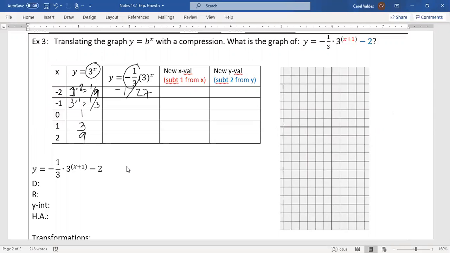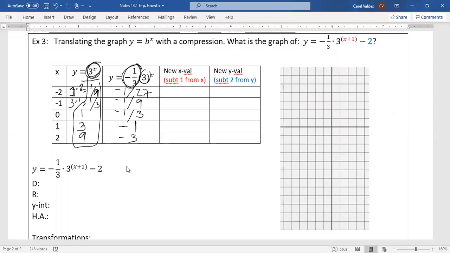When you plug in negative 1 and multiply your last value by negative 1/3, you're gonna get negative 1 over 9. When you multiply negative 1/3 by 3, you're gonna get negative 1/3. When you multiply 3 by negative 1/3, you're going to get negative 1. And when you multiply 9 by negative 1/3, you're going to get negative 3. So all we've done is taken the 3 to the x values from the first part of the table and multiplied everything by negative 1/3, the a value.